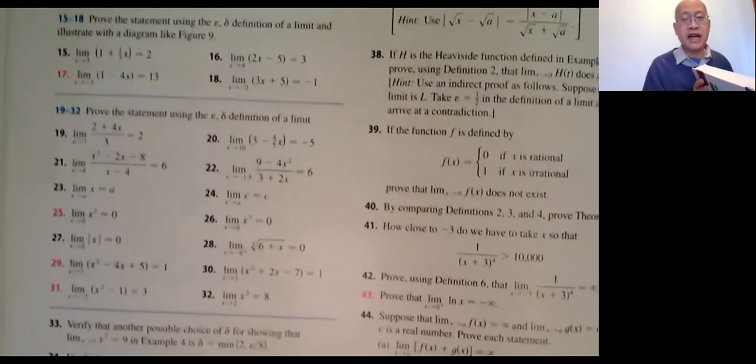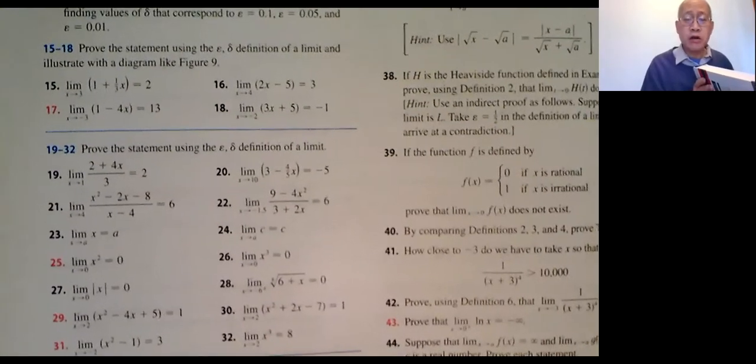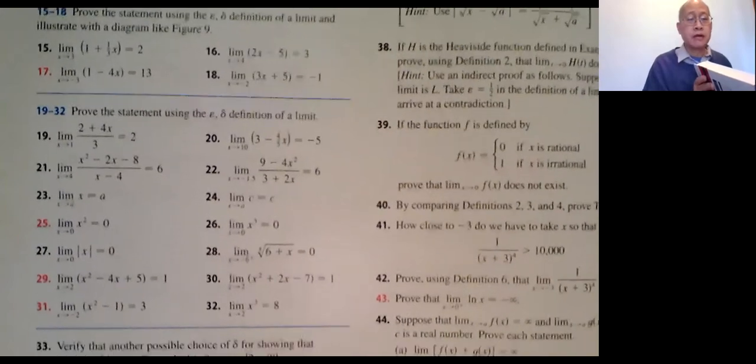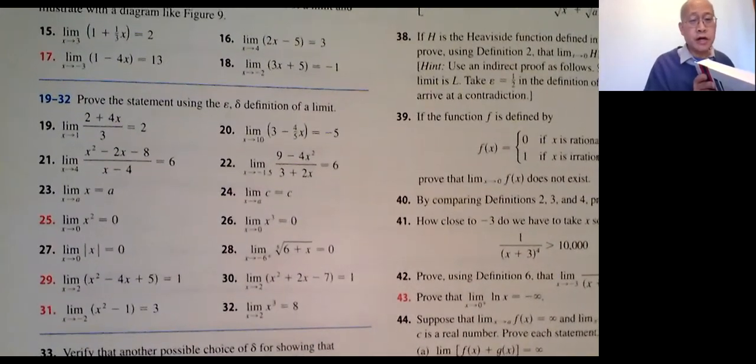I mean, you can just plug in and tell, right? Like for 16, when you plug in 4, you get 2 times 4 is 8, minus 5 is 3. And for 19, if you plug in 1, you're going to get 2 or whatever. But that's not the idea of the proof. So I'll show you a quick outline of the proof, and then I'll stop and give you the quiz.